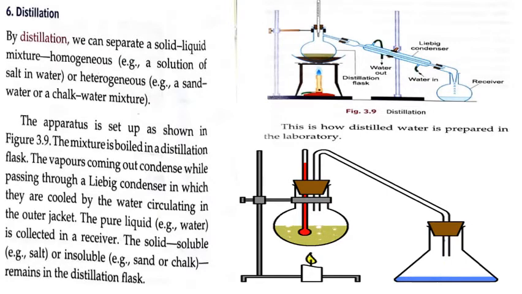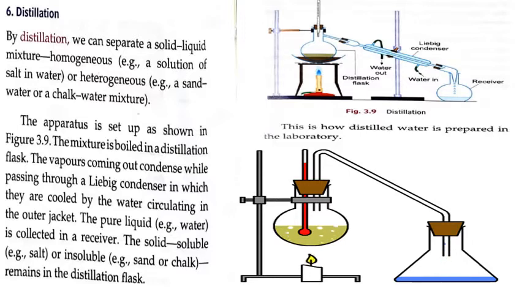By distillation, we can separate a solid liquid mixture which is homogeneous, example a solution of salt in water, or heterogeneous, example a sand water or a chalk water mixture. So by distillation, we can separate both kinds of mixture, homogeneous as well as heterogeneous.